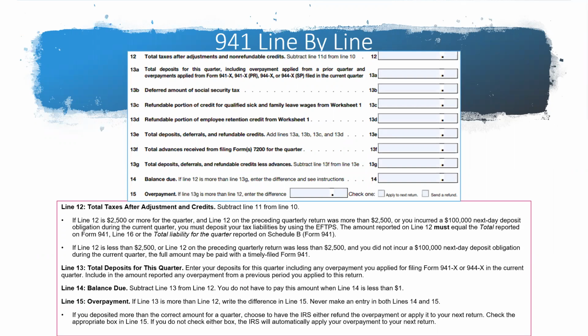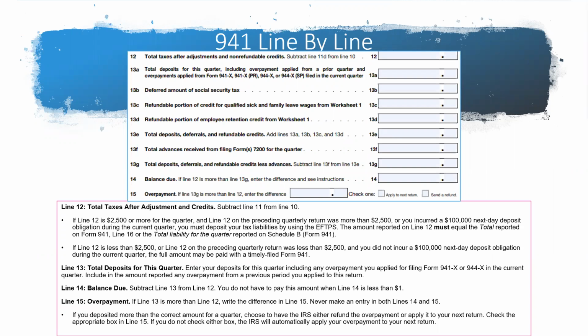So if you as the employer wanted to get advanced payment from those, they could have filed a Form 7200 and they would have gotten money from the IRS sooner than if they had waited and just claimed a refund on this Form 941. So if they got anything from the IRS from filing Form 7200, it would go on line 13F.